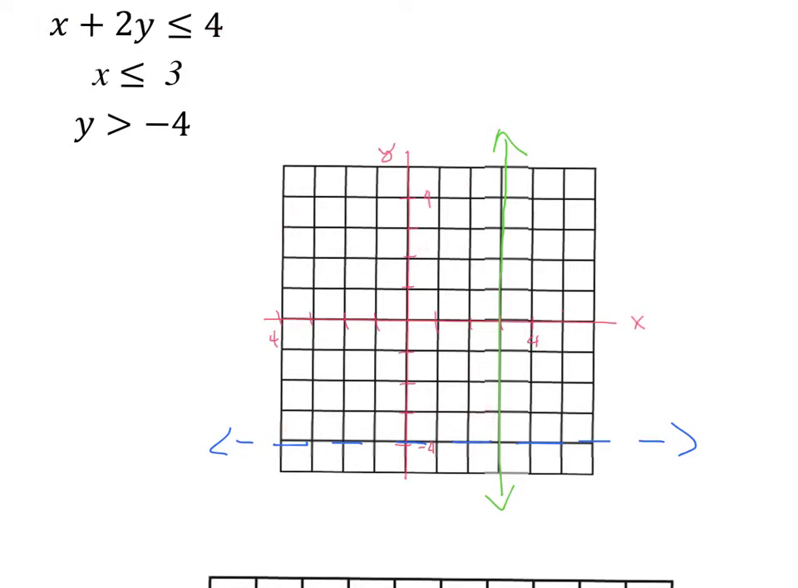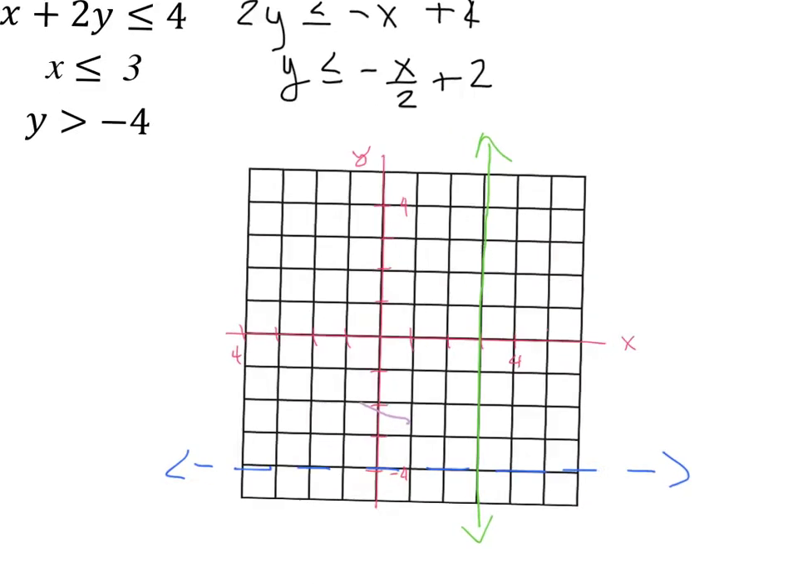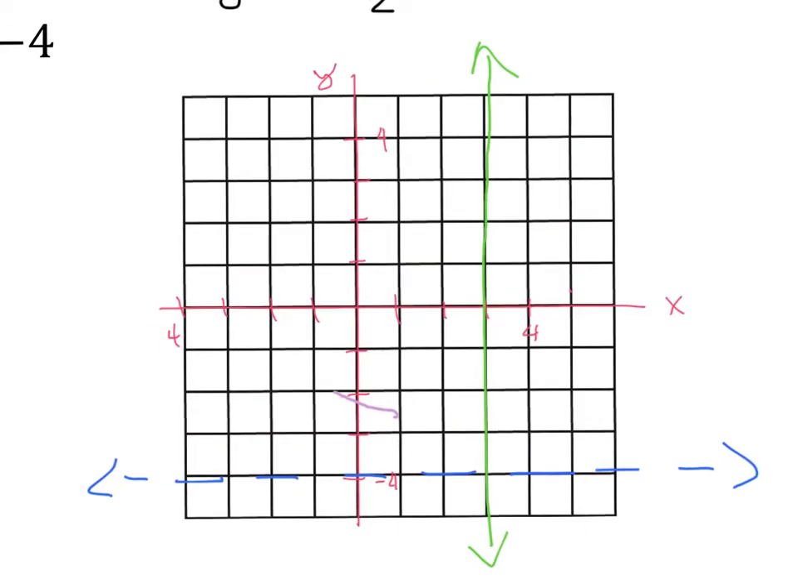And now I'm going to graph my last equation. So let's make it easier for ourselves and isolate y. So subtract x, then divide by 2. So now I can see the y-intercept and I can see the slope. So I'm going to go ahead and graph y at 2. And then my slope is down 1 over 2, down 1 over 2.